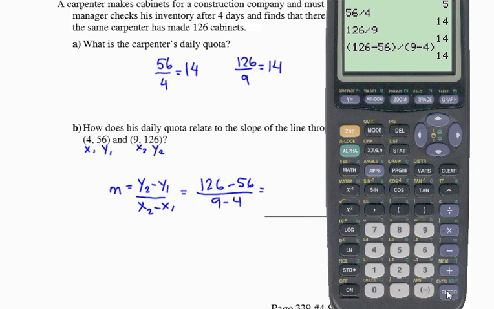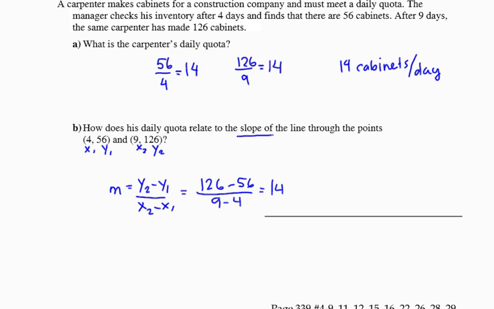So what's the relationship between the slope of the line and his quota? What's the relationship? It's the same, right? So rate of change is the same thing as slope. They're the same thing, right? The rate of change is the same thing as slope.